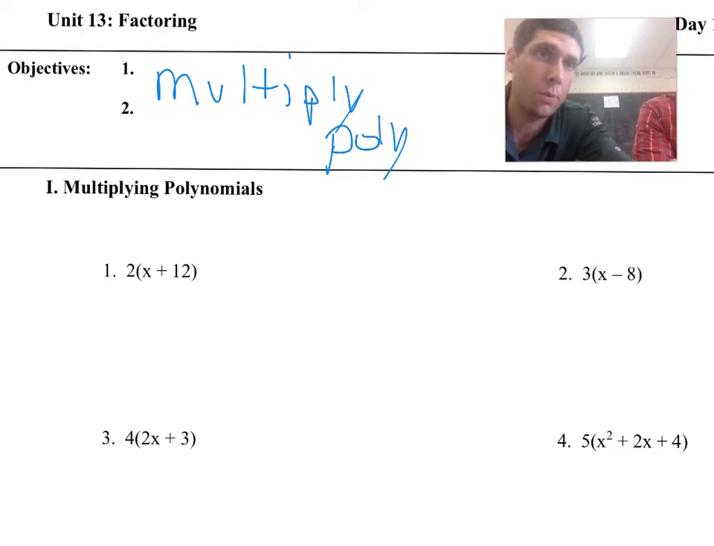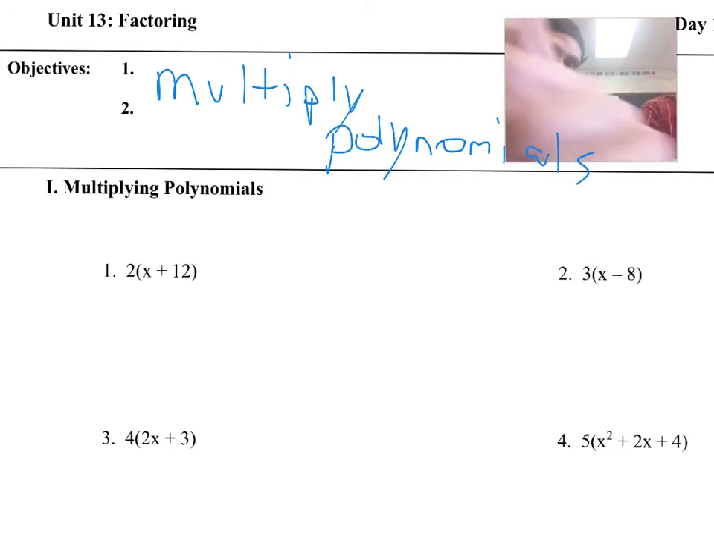Now, poly means more than one. If I can fit it on here, I'm going to write over our faces. That's awesome. Fine. Good. Looks good. All right, so we're going to multiply polynomials.